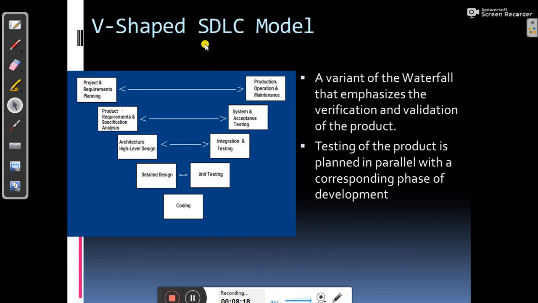Then there is another type, that is the V-shaped SDLC model. Actually this is a variant of the waterfall model that emphasizes the verification and validation of the product. Testing of the product is planned in parallel with a corresponding phase of development.